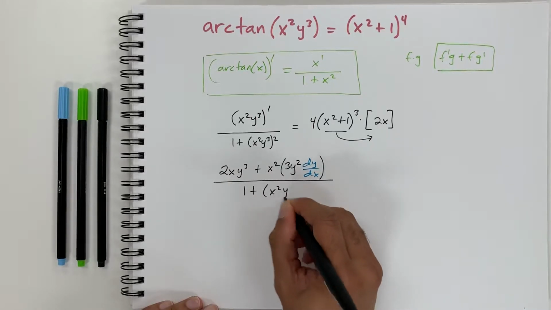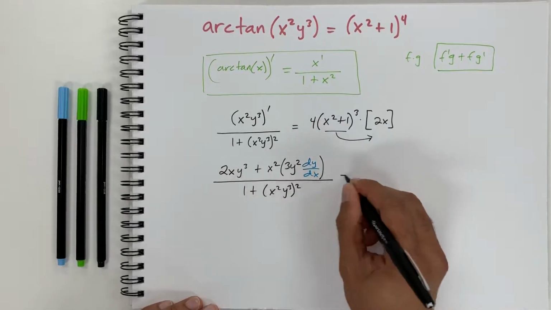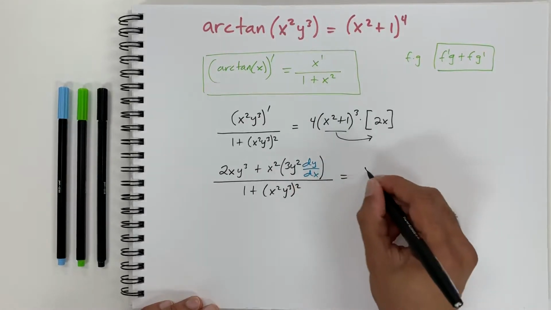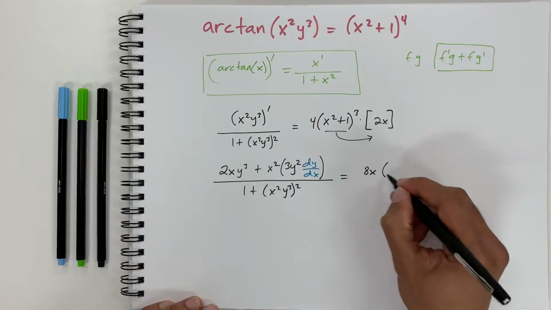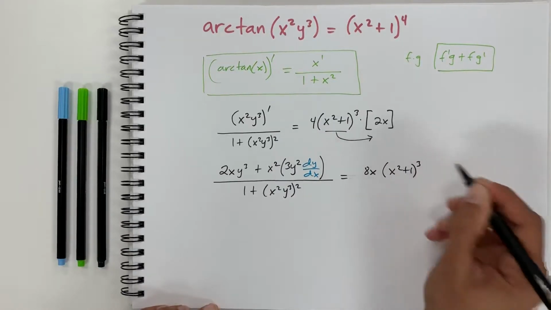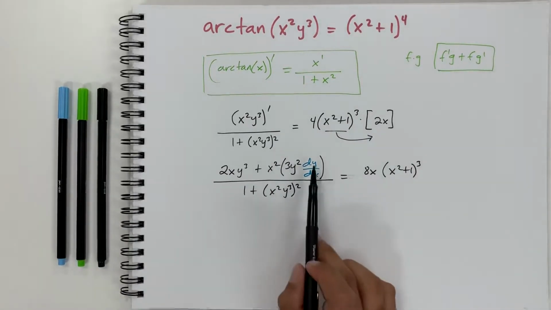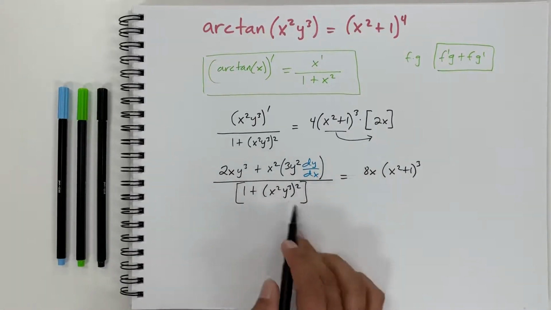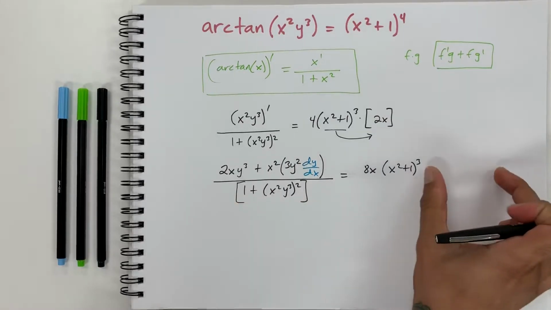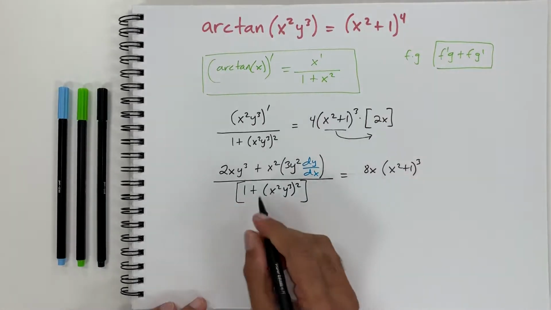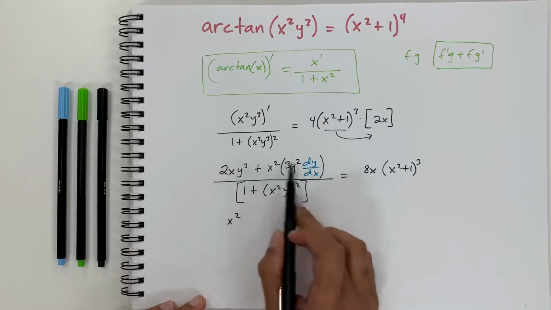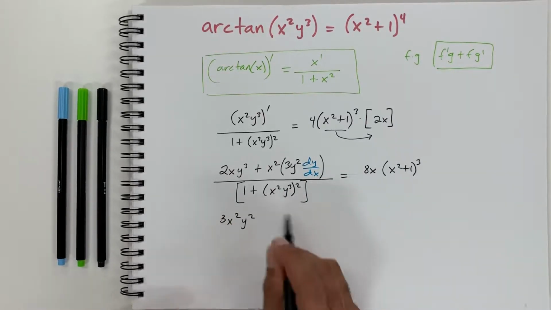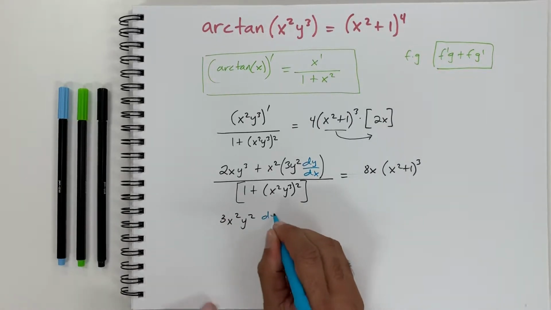So now, okay, we're going to rewrite everything. Here we can combine these two terms, right? So that's going to be 8x, and then we're going to have x squared plus 1 to the third. All right, and our goal is to isolate dy dx. Okay, so I'm going to take this entire bottom part and move it to the other side. Okay, so I'm going to write this again here. We got 3 x squared y squared, right? We got dy dx.